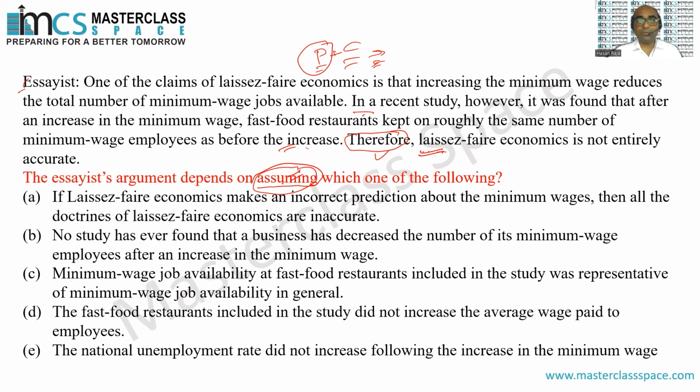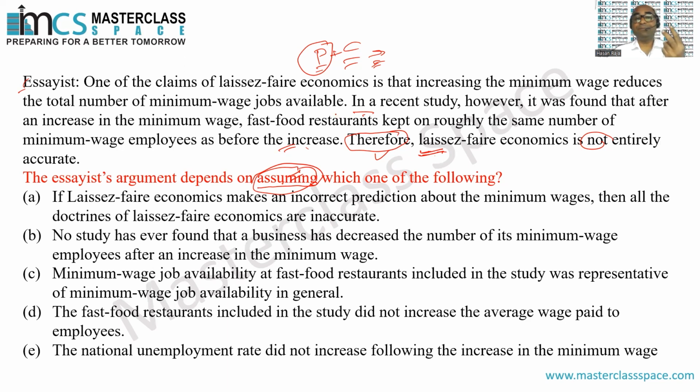Then in an assumption question, always check the keyword of the conclusion. So this is inaccurate, not entirely accurate. Why not? Because the number of employees has not increased. So because there is no change in the number, therefore it is inaccurate. Now what is the pre-assumption? It means that somewhere the data they are collecting is fine, right? How did we come to the data? Because the whole passage is data based. However, there can be multiple assumptions.